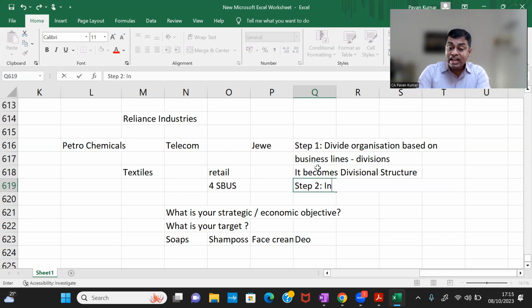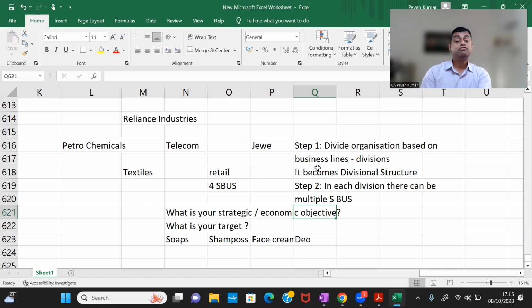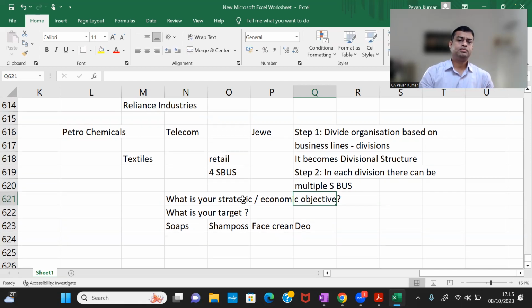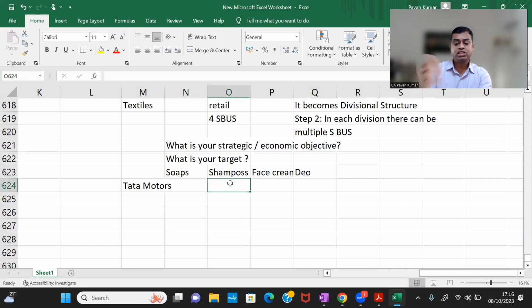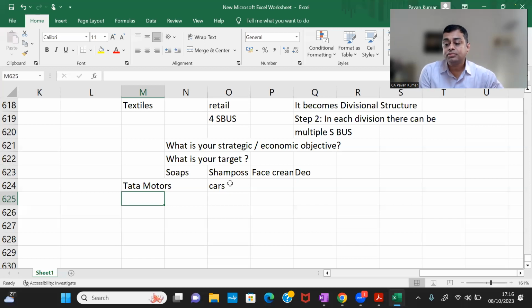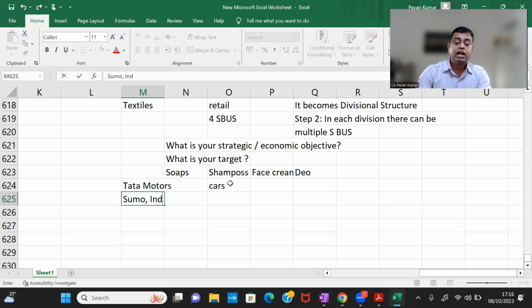Step two, in each division, there can be multiple strategic business units. For example, look at Tata Motors. They are manufacturing cars. So what all cars does Tata Motors have? Can you give me some examples, guys? Tata Sumo, Tata Indica, Tata Indigo, Tata Nano. Any other example? There are so many Tata cars.